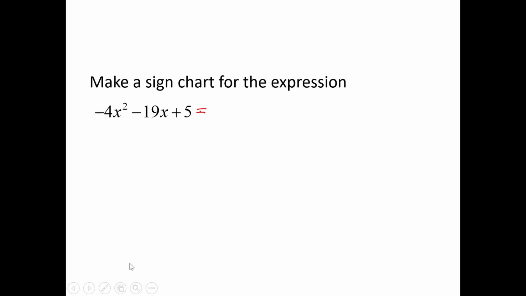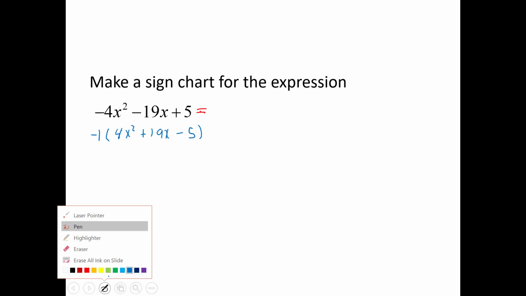Okay. So the first step to factoring is to factor out the greatest common factor. But for 19 and 5, the only number that divides them is 1. So we don't have a common factor. But I prefer to factor when my leading coefficient is positive. So what I could always do is factor out a negative 1. Factor out a negative 1. And that will leave behind 4x squared plus 19x minus 5.